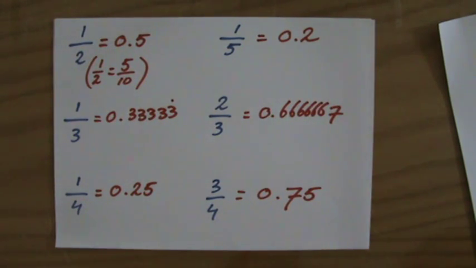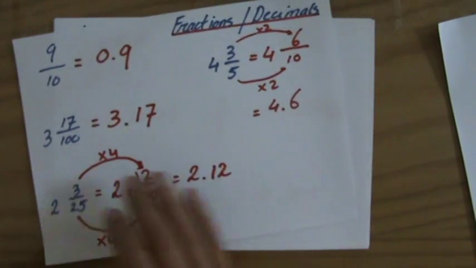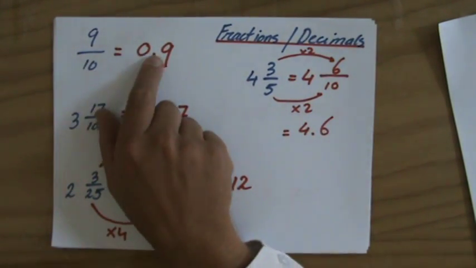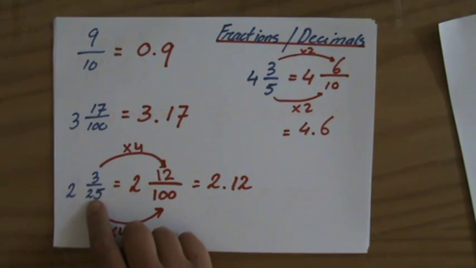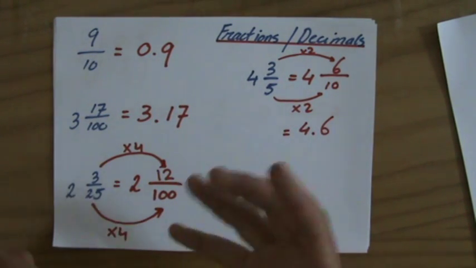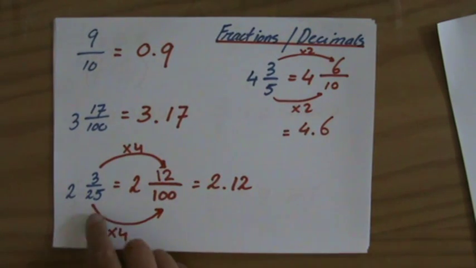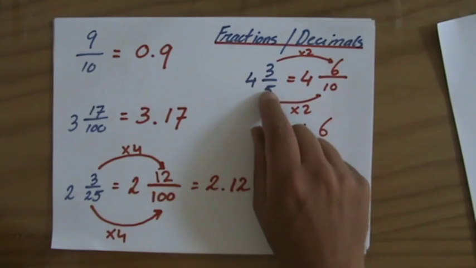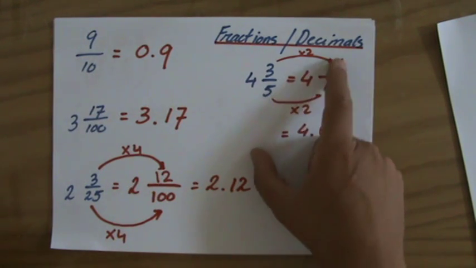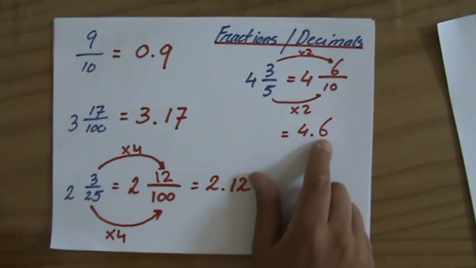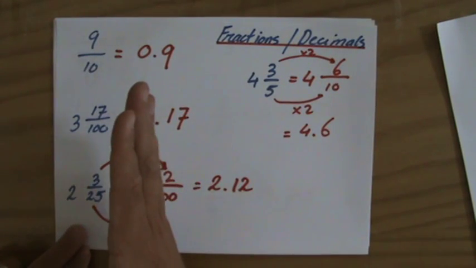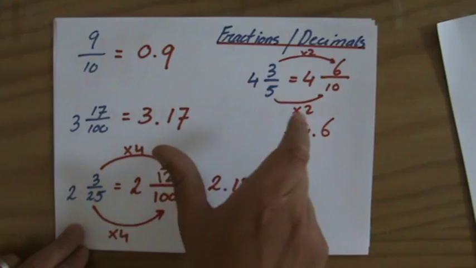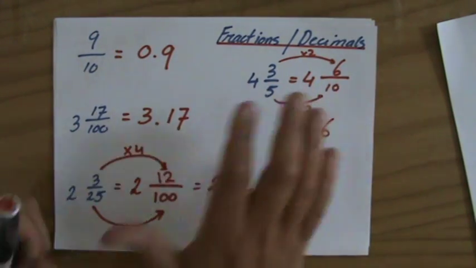Let me just grab this piece of paper. Sorry, this is the one I wanted to show you. By finding a decimal out of 10 or out of 100, and when it's out of 25, you just got to manipulate it, turn it into a fraction out of 100 or out of 10. Yeah, so 4 3 over 5 is equivalent to 4 6 over 10, so 4.6. Because your decimals are always tenths, hundredths, thousandths, ten-thousandths, hundred-thousandths, millionths, like that.